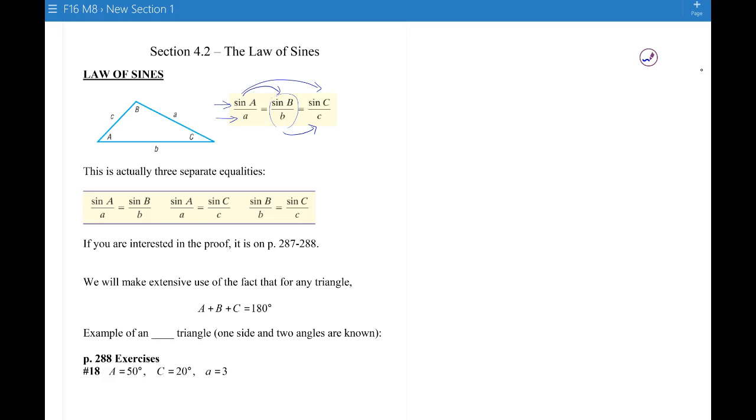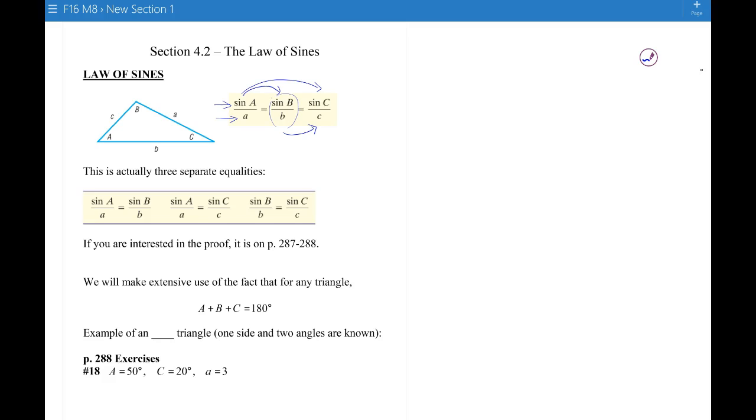So we're going to use a lot the fact that for every triangle, A plus B plus C equals 180 degrees. So remember at day 2, I'm pretty sure we tore up triangles and laid the angles together and saw that, sure enough, they always add up to 180 degrees.